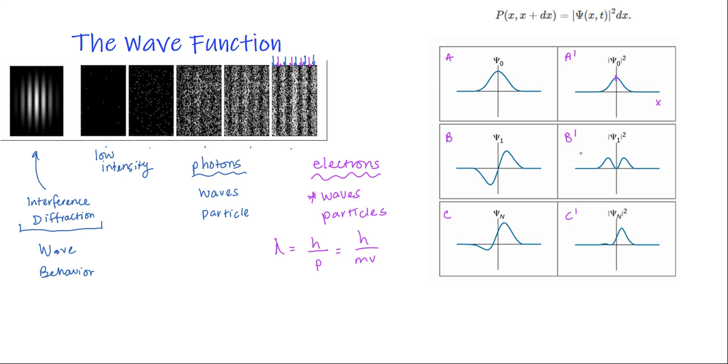In this case, in this graph B prime, we see that there's 2 peaks. There's 2 places where it's more likely to find the electron at some specific position X, and there's certain places where it's not really probable or likely at all. Again, here we see this tiny little hump, a zero space, and then a very distinct place of where the electron might be.